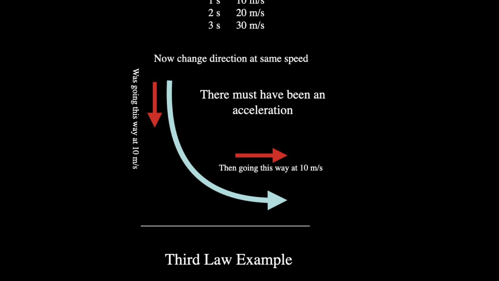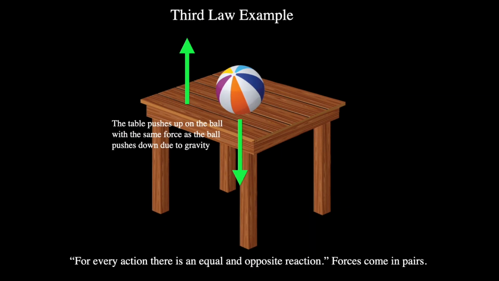So there must have been an acceleration, meaning we stopped moving down and started moving right. So that meant that there was a change in the velocity. So for the third law, we can always look at this, which is kind of a funny thing.